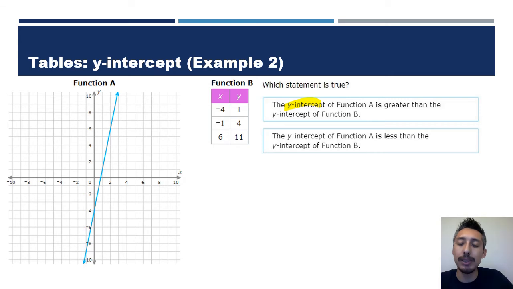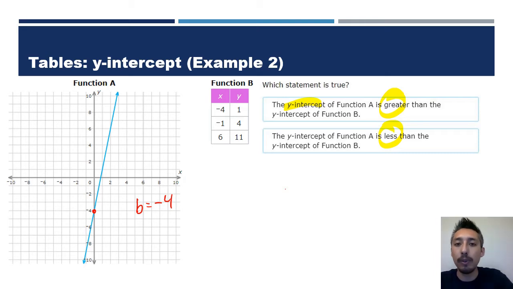For this next example, we're going to be focusing on looking for the y-intercept for both of these functions. And same as before, we're trying to figure out if a is greater or less than function b when we're talking about the y-intercepts. The y-intercept for function a is pretty straightforward. We're just looking at where the line crosses the y-axis, and in this case, it crosses at negative 4. So our y-intercept, our b, is negative 4.